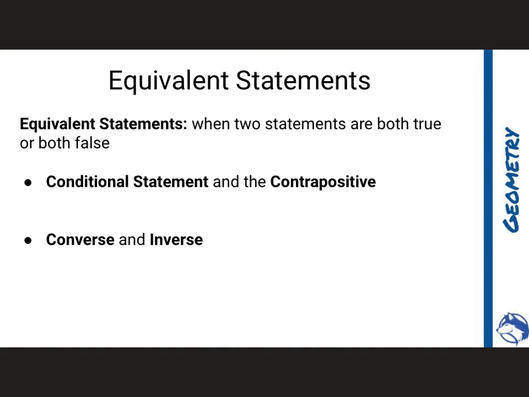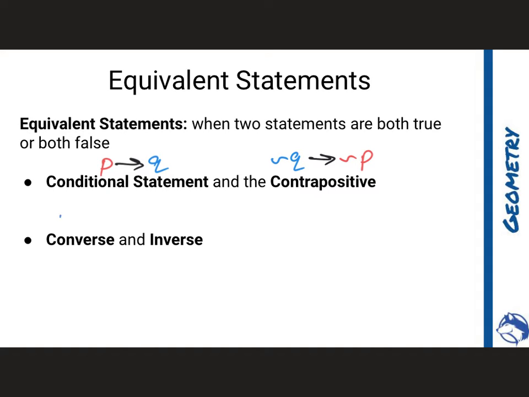Okay, so equivalent statements. This happens when two statements are both true or both false. And what's kind of cool about this is that if our conditional statement, which is P implies Q, is true, then our contrapositive is also going to be true, which says not Q implies not P. The same goes if the conditional statement is false, then the contrapositive is also false.